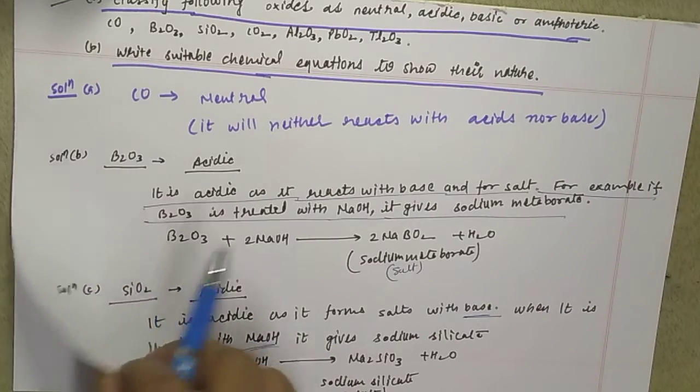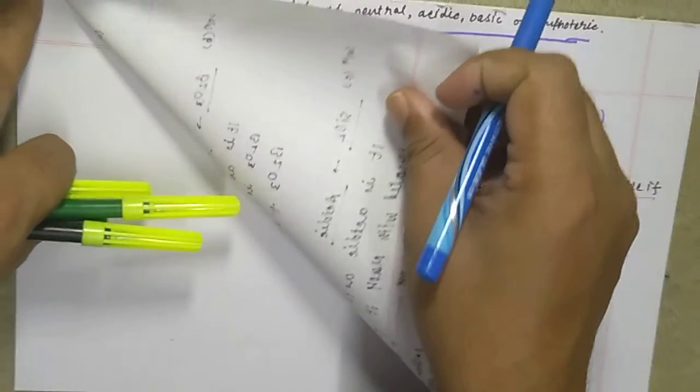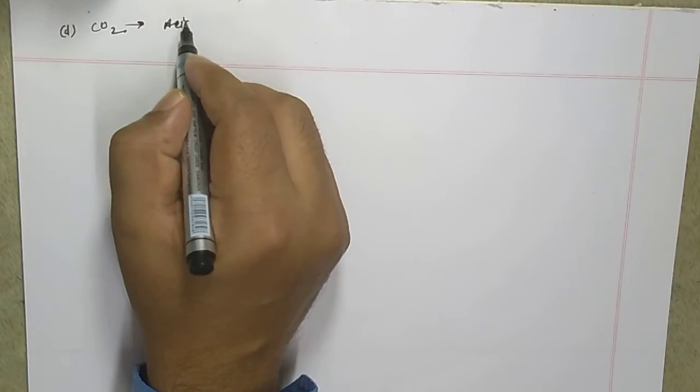Now let us go to the next option of the same question. The next one is carbon dioxide, this is D, CO2. Now we have to prove the nature of carbon dioxide. We know that it is acidic in nature.